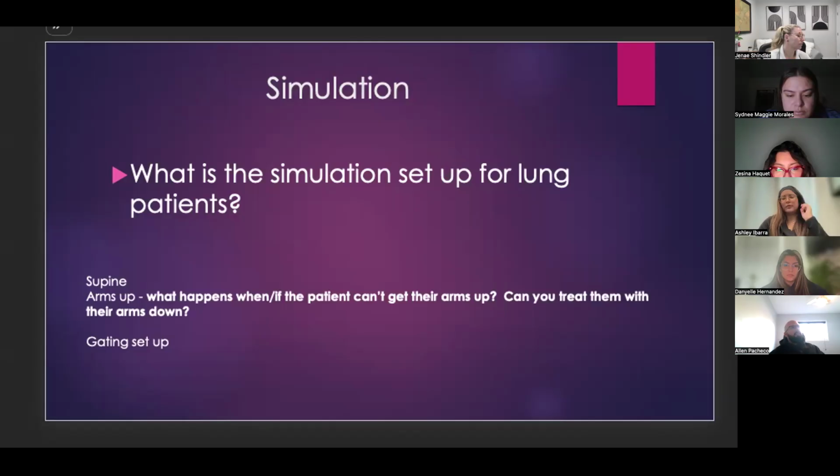It was wingboard with headrest and arms overhead, and I want to say just pad and knee wedge. Okay. Did you gate it? No, we didn't gate any of our lung patients. Only 2 breast patients did we do that. Hector, did you see any gating?